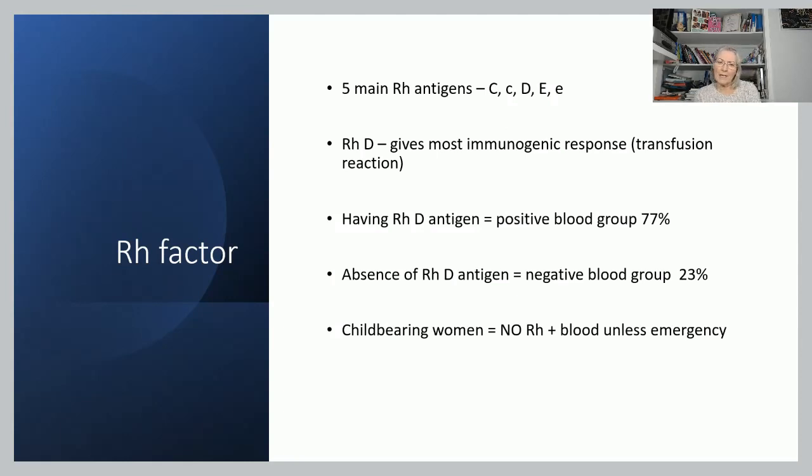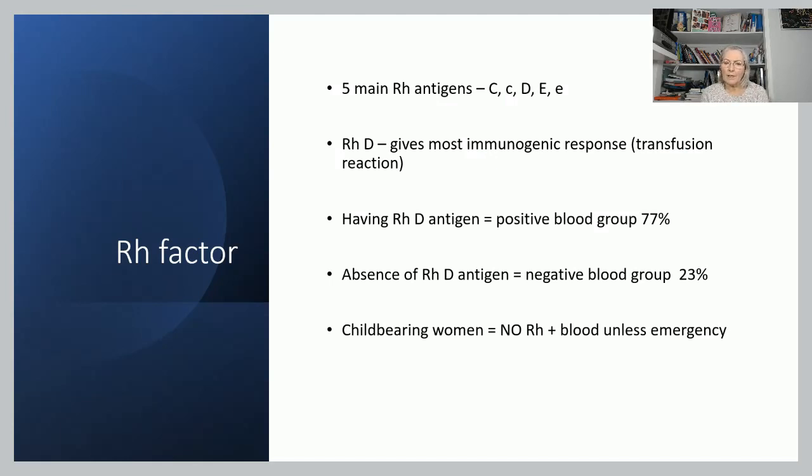So there's five main RH antigens: big C, little c, D, which is the one we are most familiar with, and big E and little e. And there are lots of other antigens you'll hear about, but these are the five main ones. Your RHD is the one that, from an immunogenic response perspective, gives the most reaction. So you're more likely to get a transfusion reaction.